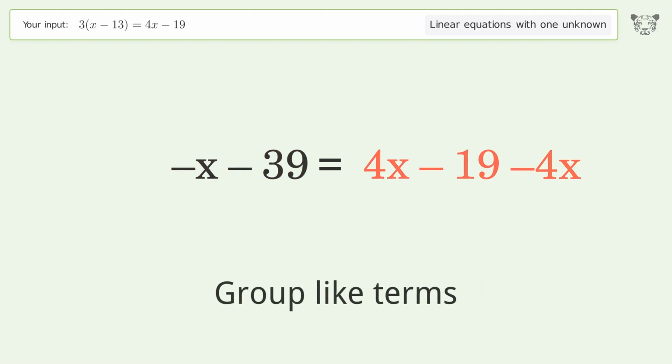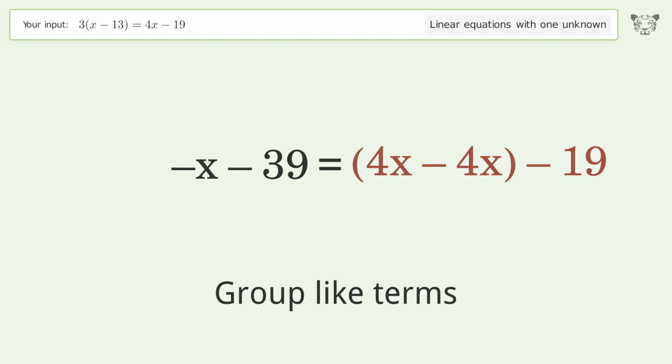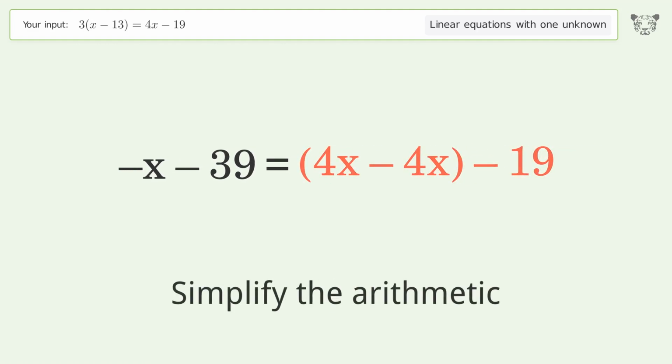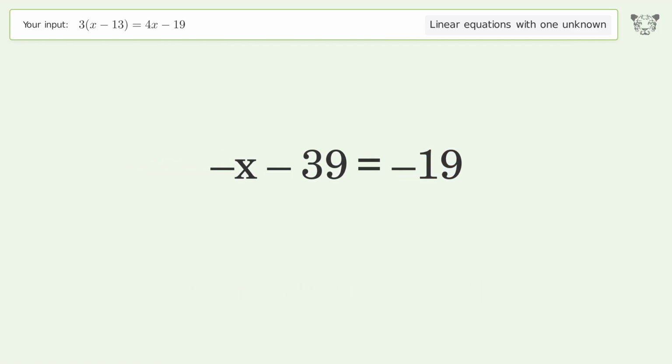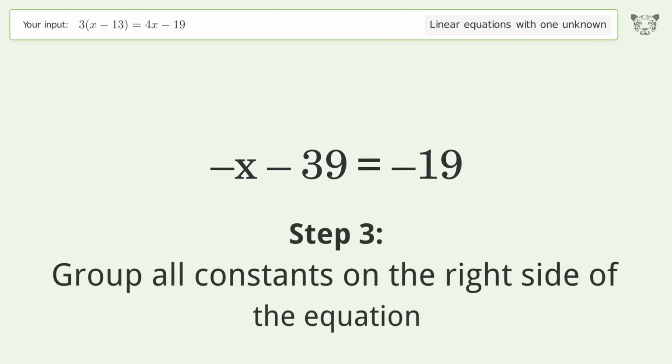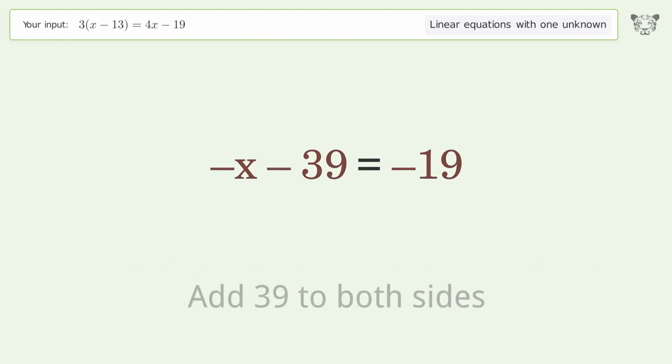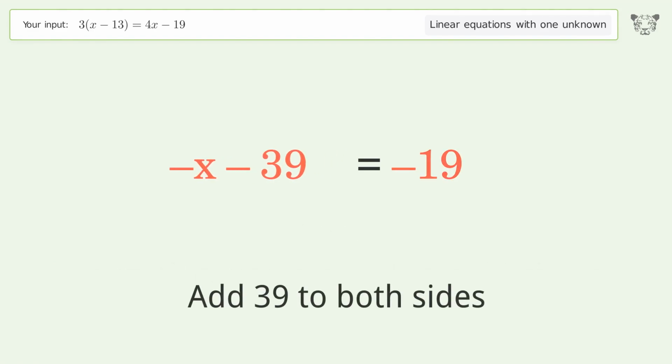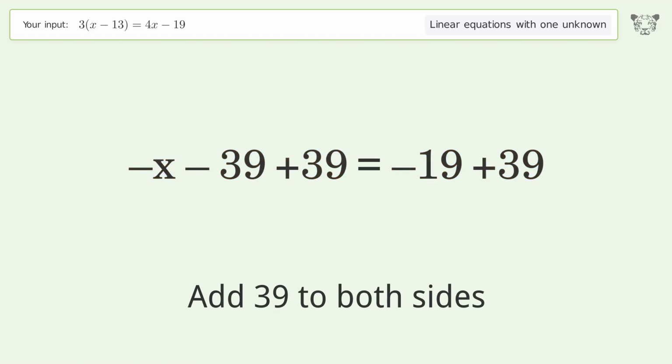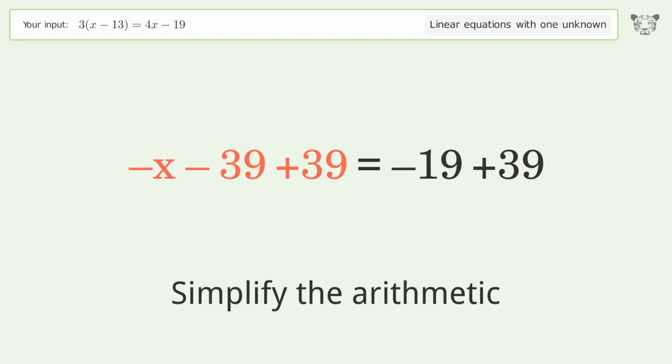Group like terms. Simplify the arithmetic. Group all constants on the right side of the equation. Add 39 to both sides. Simplify the arithmetic.